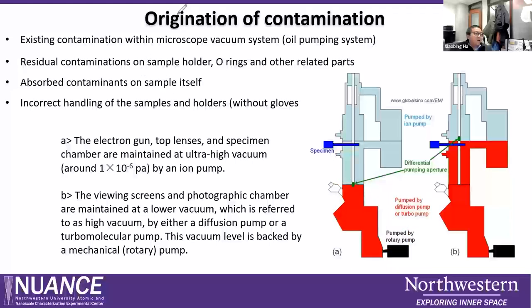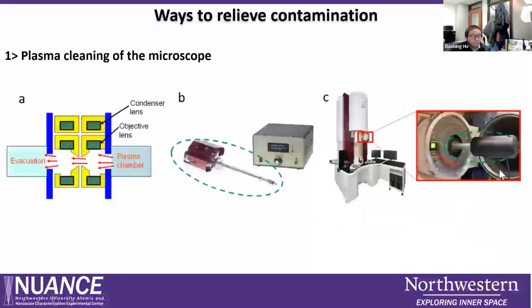And another thing is contamination may come from the residual contamination on the sample holder, O-ring, and other related parts. That's why I will tell you never to touch the tip of the holder with your hand, because the O-ring and other parts are directly inserted into the sample chamber of the microscope, so they must be very clean. If you do not wear gloves, maybe there are many contaminants on your sample holder. Another important one is the contaminant that comes from your sample itself, or incorrect handling of a sample and holder, for example, without gloves.